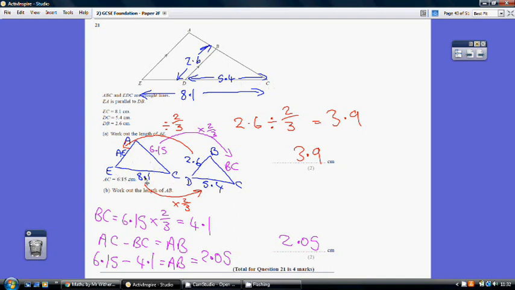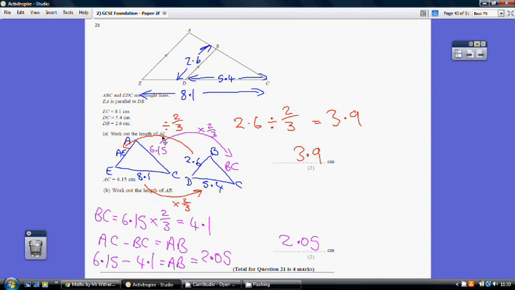So how do I go from 8.1 to 5.4? What do I multiply it by? Well, on my calculator I've done 5.4 divided by 8.1, and I can see that I get 2/3. So the smaller triangle is 2/3 the size of the bigger triangle.